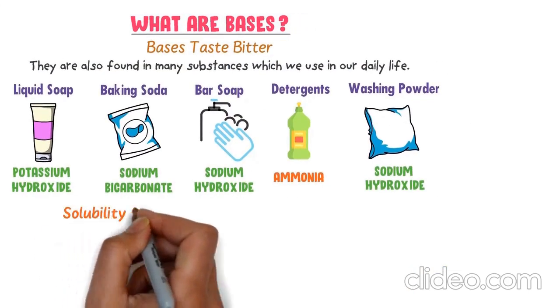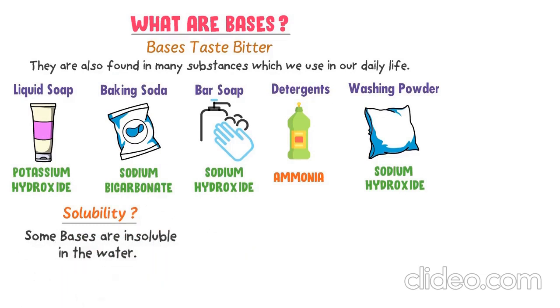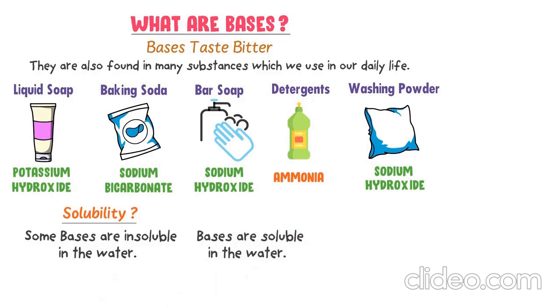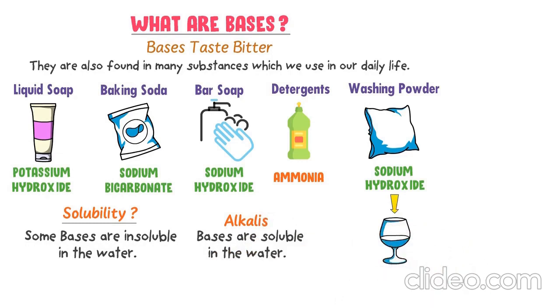What about the solubility of bases? Well, some bases are not soluble in water. Bases that are soluble in water are also called alkalis. For example, sodium hydroxide in the soap is soluble in the water. So sodium hydroxide is a base as well as an alkali.